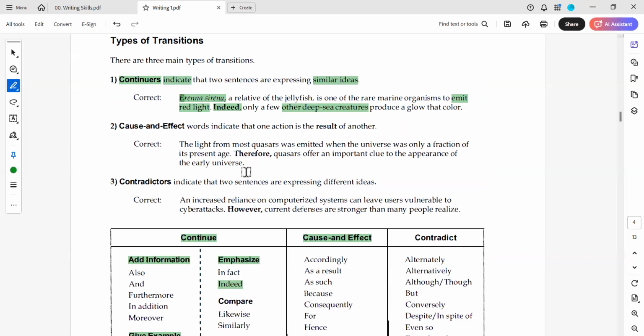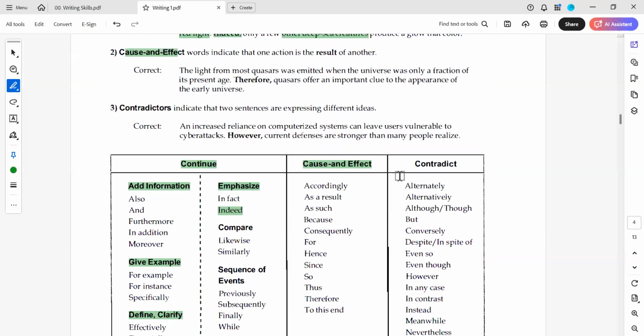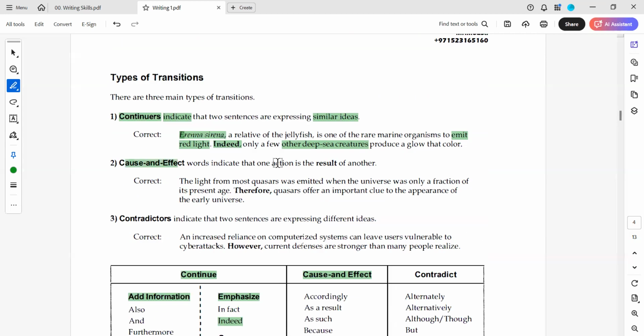Let's do it again. Guys, here in the second classification, the second type of transitions, we have cause and effect transitions. By the way, we did all of them. Remember, accordingly, as a result, therefore, thus, all those words are used to indicate cause and effect. What do you mean by cause and effect? Here we're talking about words used to indicate that one action is the result of another. Here we have one action. It's the result of the other one. In that example, they use therefore.